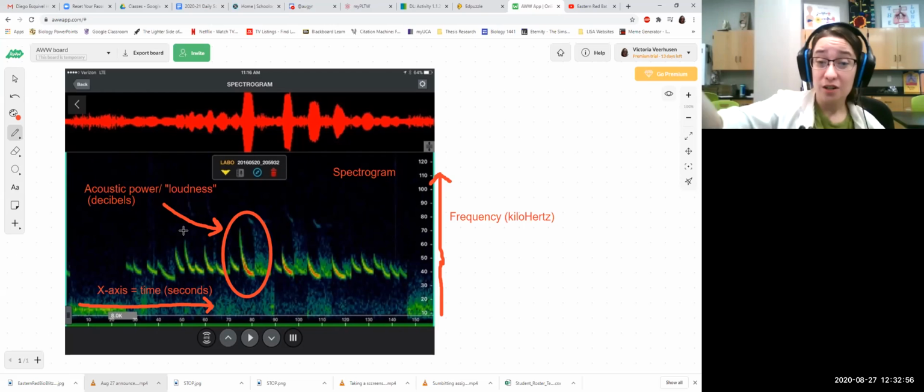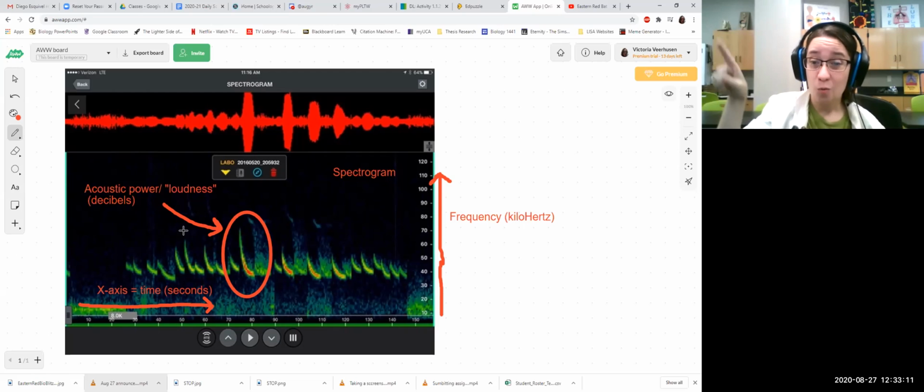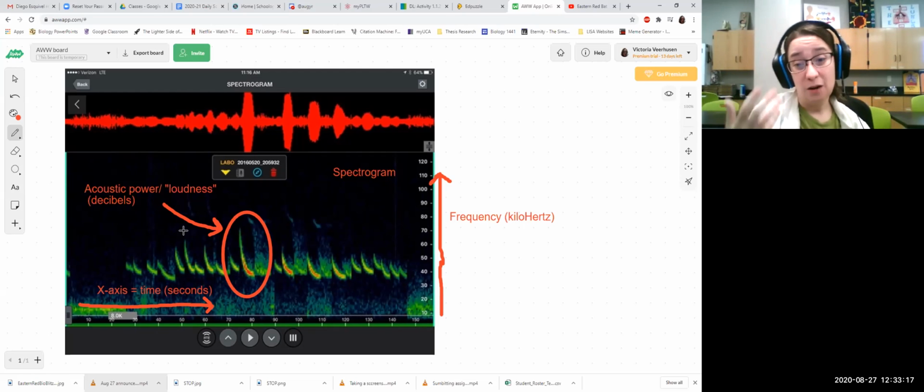So the farther something is away determines the likelihood of how well you can hear it. Okay, because when we make a sound, it makes waves. So the frequency is how many waves per second the sound is making.